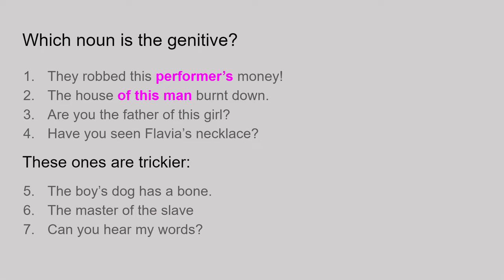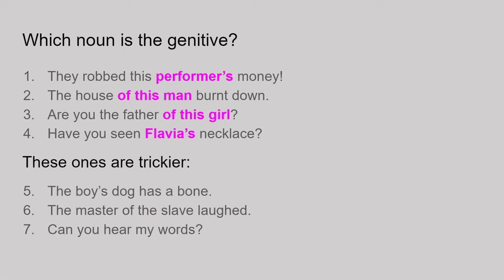For the third one, are you the father of this girl? The girl is in the genitive, as she is in possession of the father. He's her father, so she claims ownership grammatically in this sentence. Again, she has the of attached to her. For number 4, have you seen Flavia's necklace? Flavia is the genitive case here. It's her necklace, and she has the apostrophe s again to show us.